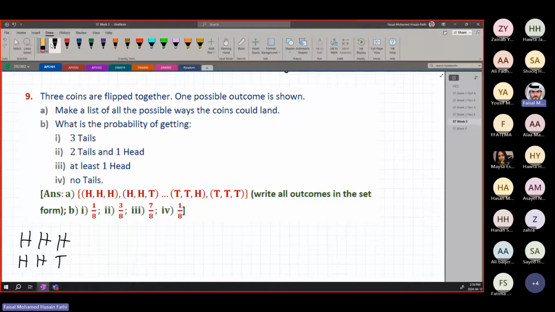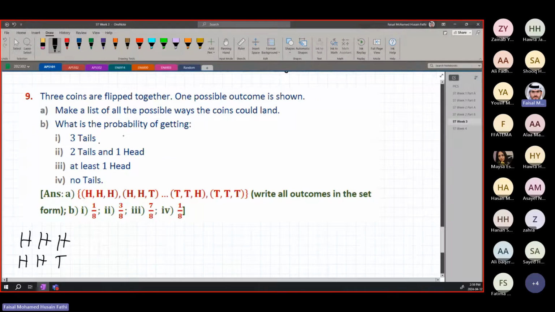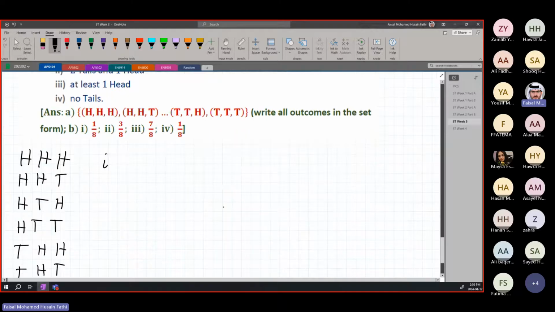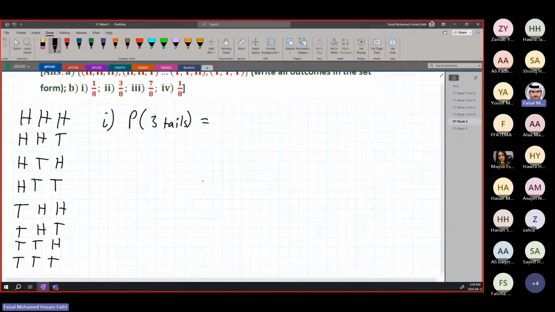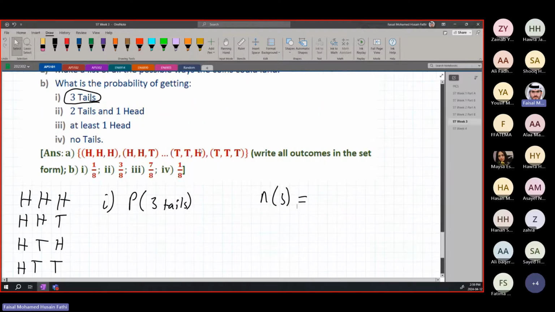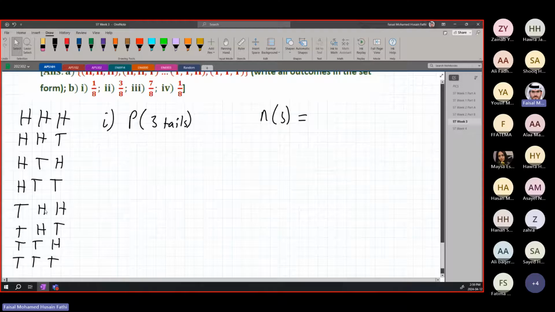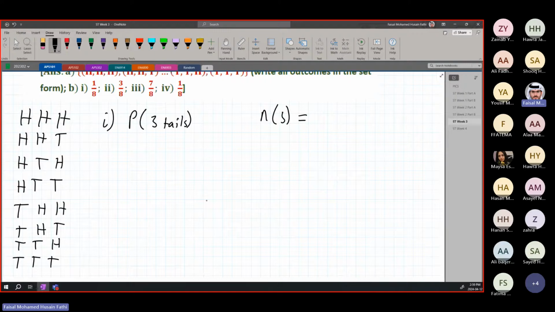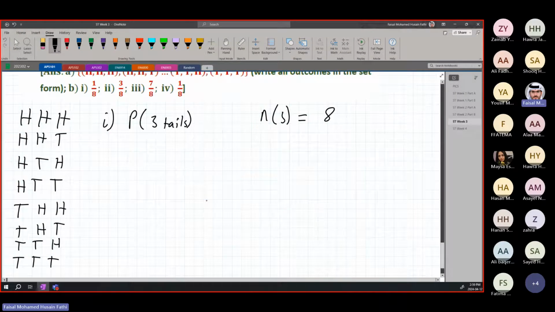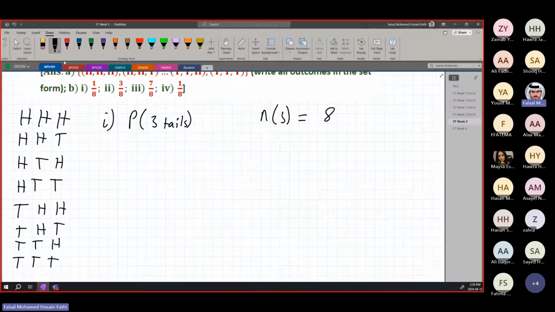So the first question says, what is the probability of getting 3 tails? So P of 3 tails is equal to... The first thing you will always do is find your N of sample space. So N of S, usually. This is how I would put it down. Yani, the cardinality, the number of choices you have, the number of possibilities and chances of things happening in total. So here we have 1, 2, 3, 4, 5, 6, 7, 8 things that can happen. This number will always be the same in most cases. So we have 8 total things happening.